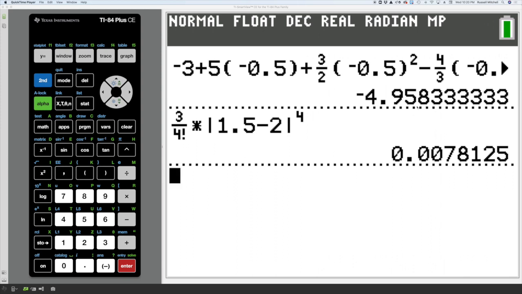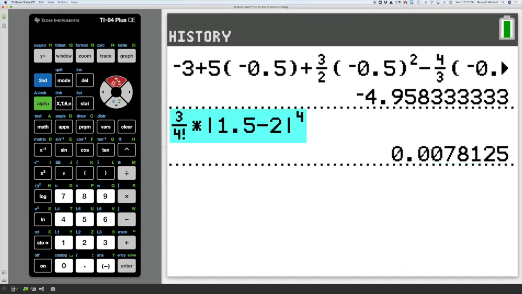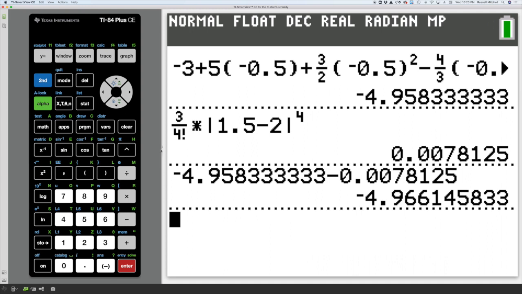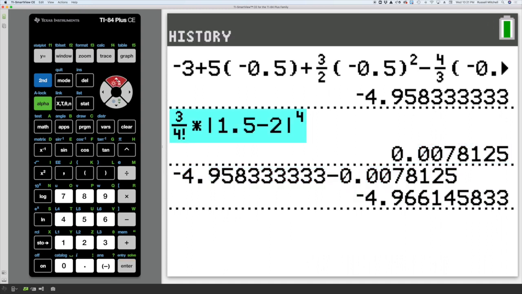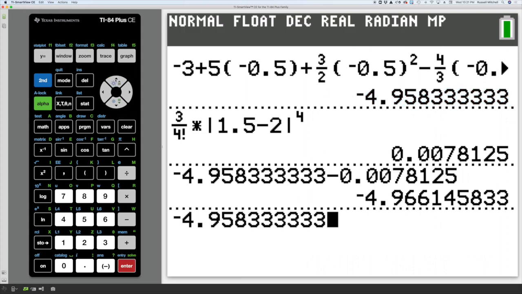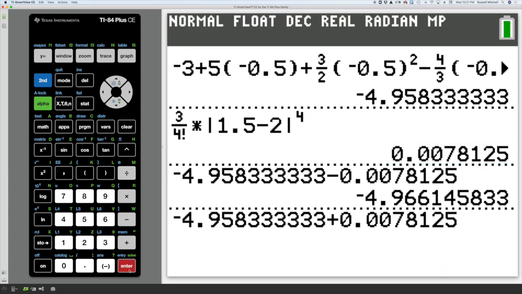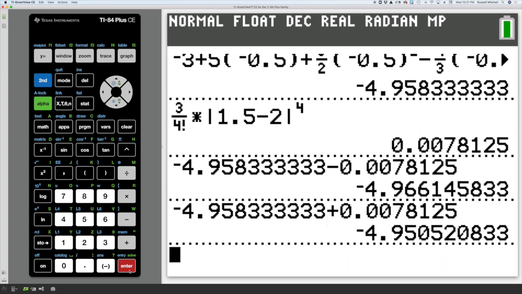So this number right here, negative 4.95833, and so on, that's our estimation, and this is our error. So what we can do is go on top and press enter to kind of copy and paste that, and then we're going to do minus our error, and press enter. Then we're going to do the same thing, but add the error. So this is our estimation, and then we need to add to that, so plus, and go up to our error and enter on that, and press enter, and we get this value. So I'm going to go back and record these values on the notes page.